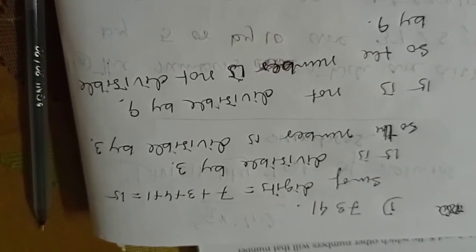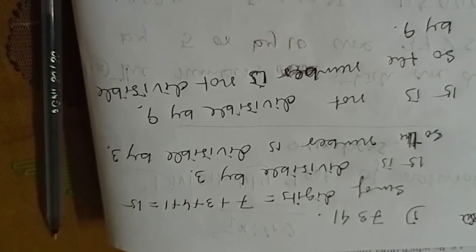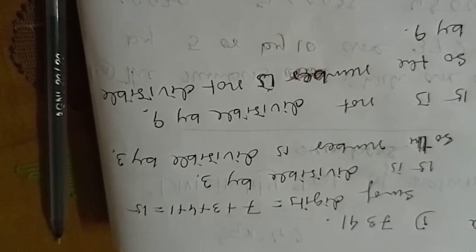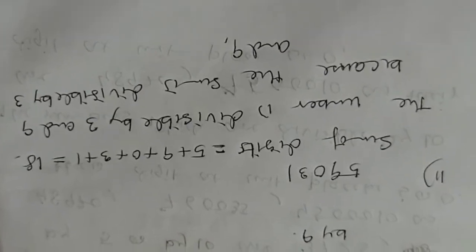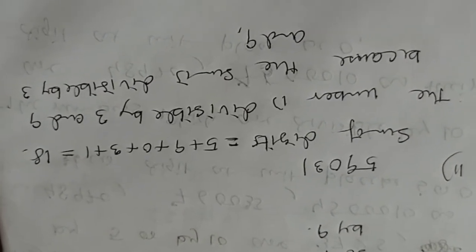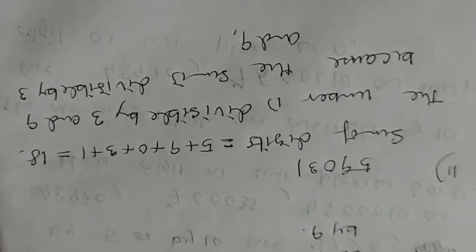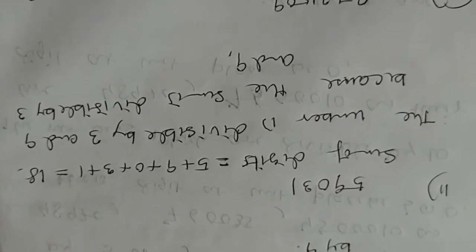Same way, in number 1, I have seen the sum is coming 15, so it is divisible by 3. The number is also divisible by 3. But 15 is not divisible by 9, so the number is not divisible by 9. Second one I have done, 590, the sum is coming 18. So 18 is divisible by 9 and 3 both. So the number is also divisible by 9 and 3 both.